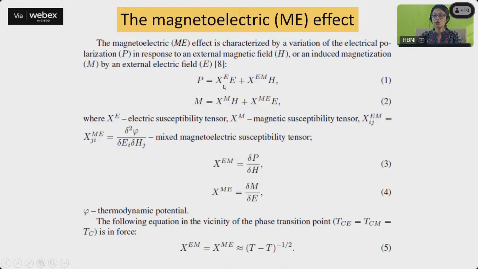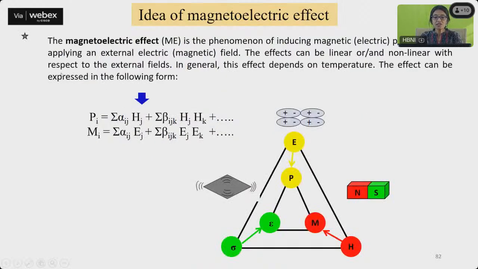So P is given as chi E E plus chi EM H, and M is chi M H plus chi ME E. Here chi E is the electric susceptibility tensor, and chi M is the magnetic susceptibility tensor. And chi EM and chi ME are the mixed magnetoelectric susceptibility tensors. So ultimately, what you have over here is what is known as the magnetoelectric effect.